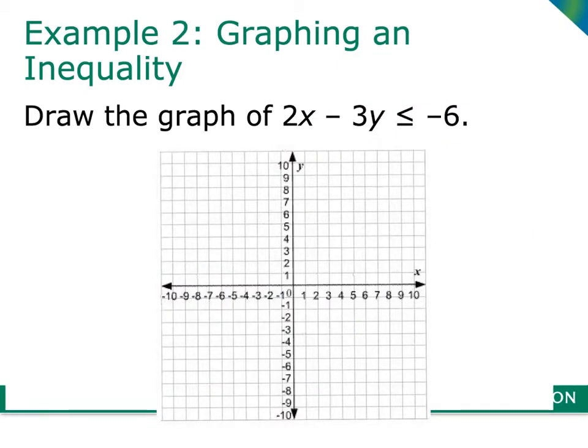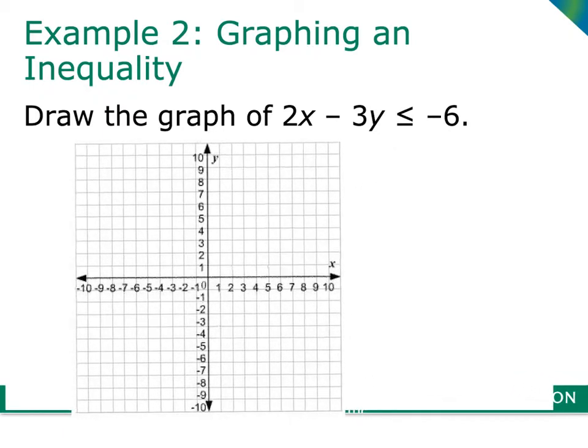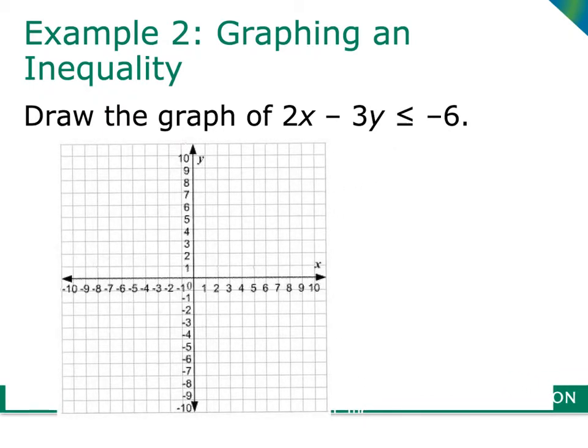So here's another example. Draw the graph of 2x minus 3y is less than or equal to negative 6. I'll show you the other method if you want. So if you don't like solving for y, you could always pick points. An easy way to do it is to find your x-intercept. So if you're looking for your x-intercept, you simply substitute 0 in for y.